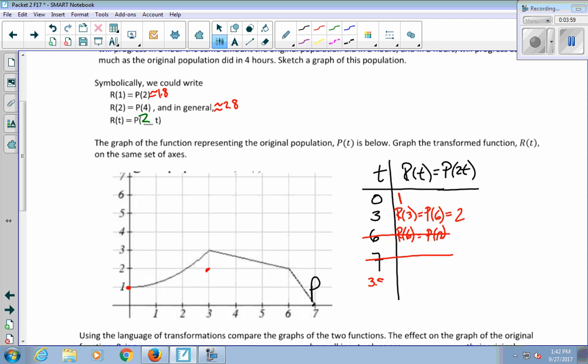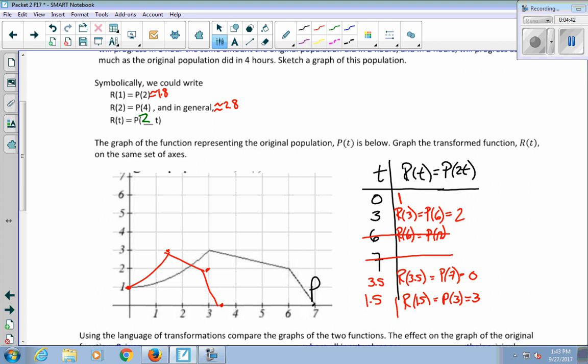If I do 3.5, R of 3.5 is P of 7, right? And I know P of 7 is 0. So that's one more point. I have 3.5 comma 0. That goes there. And then maybe I could do 1.5. So I want R of 1.5 because that's P of 3 and I know P of 3. P of 3 is 3. So I have 1.5 comma 3. And now I have my 4 key points. Right, so it looks like this.